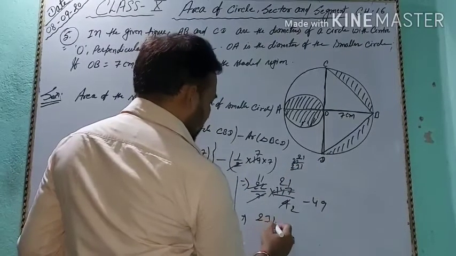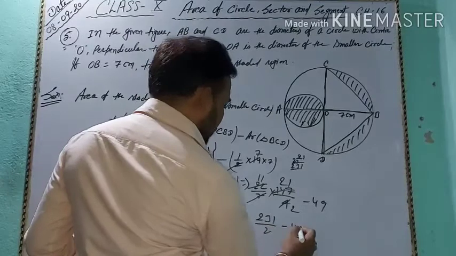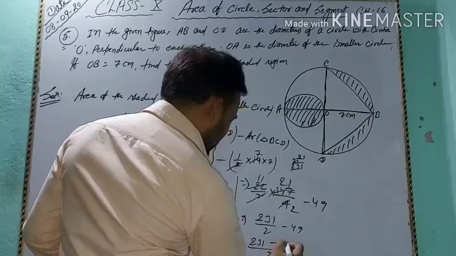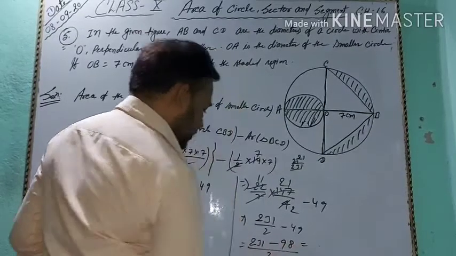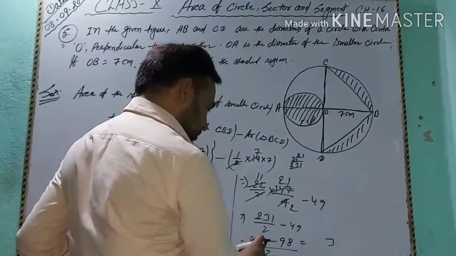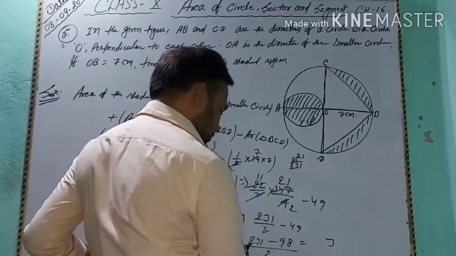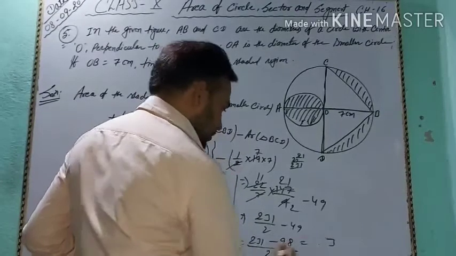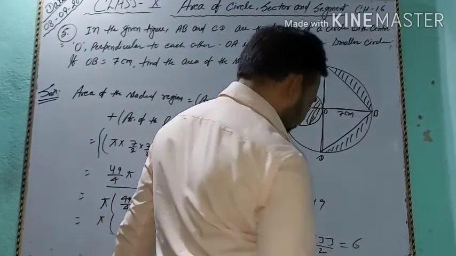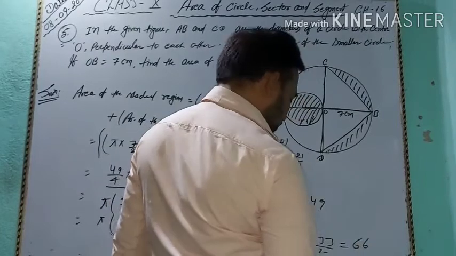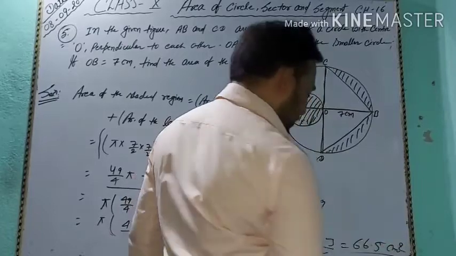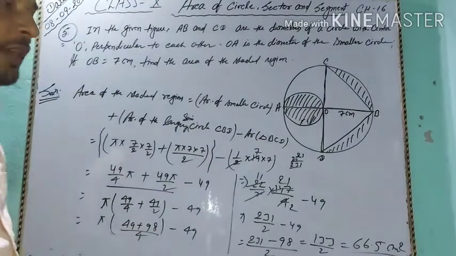(231 by 2 minus 49). 4 take LCM 2, 231 minus 98, that is the 3. One 133 by 2. For student 2 6 या 12, 2 6 या 12, 2 5 या 10, 20 meter. So area of the Faraday region equal to 56.5 centimeter.